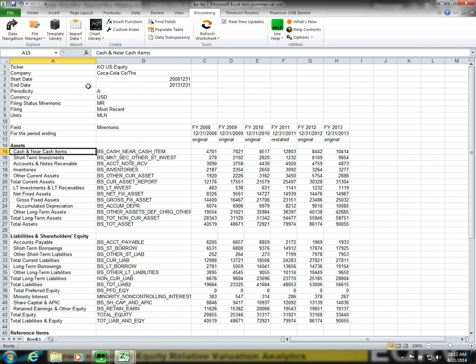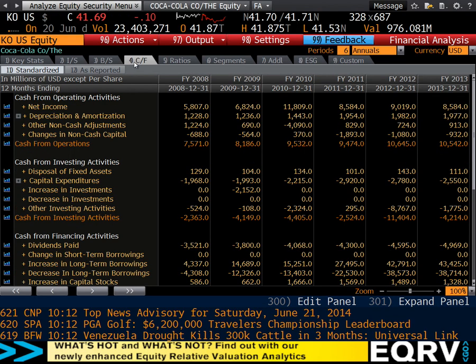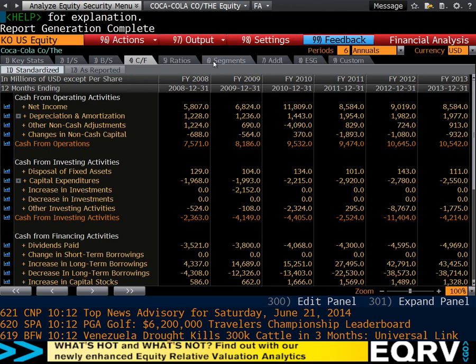File, save as. KO-BS. And the third statement that we're going to need is the cash flow statement because this is going to give us depreciation and cash dividends. So dump it to Excel. Again, we want the standardized GAAP cash flow statement.